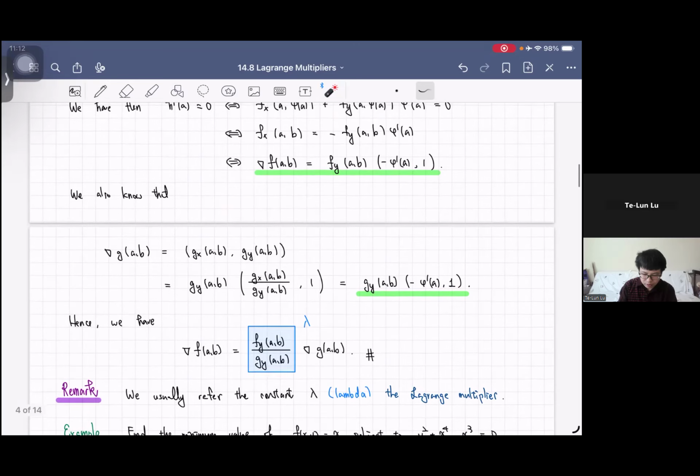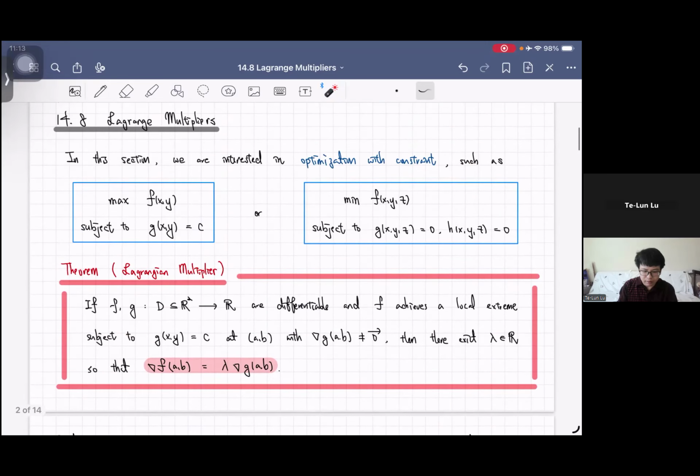Okay, so let me go back here. Again, the proof is not that important, but the concept is. So basically, the Lagrange multiplier tells you that if f achieves local extrema on some constraint, then you have an additional set of equations. Instead of finding the critical point itself, you have to solve this equation: gradient of f must be parallel to gradient of g, right?